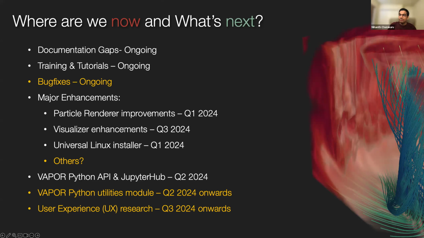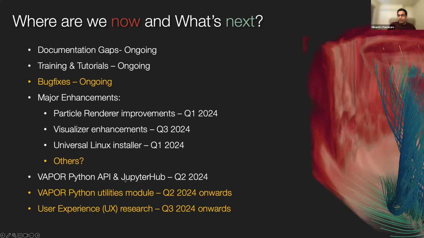There are some major enhancements planned in the near future. The particle renderer improvements that I've mentioned are going to come with this release. We're also planning to have some visualizer enhancements to make it more in line with what some of the other data visualization software has, like Blender or Paraview, to have a similar interface. And we are also working on a universal Linux installer. We've got multiple requests from Linux users. We had a separate installer for each version, but we want to have a similar one.